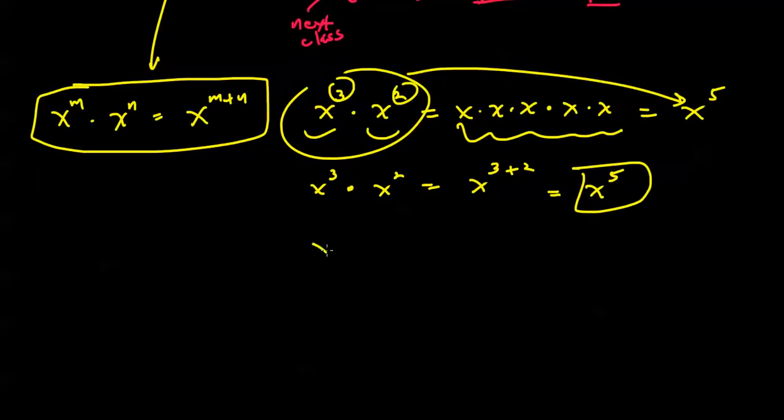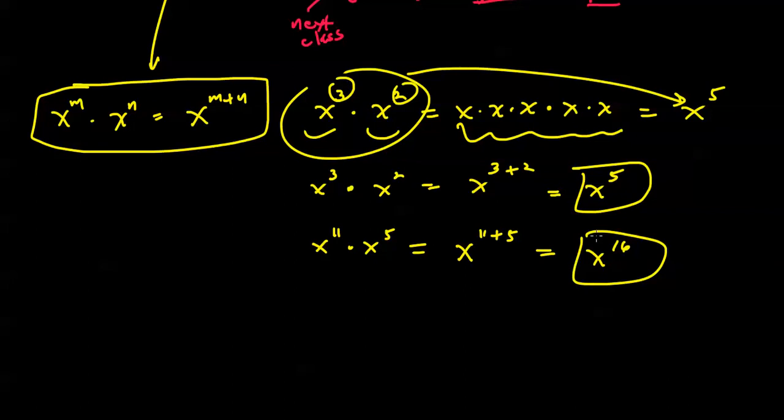Similarly, x to the 11th times x to the 5th. Well, I'm not going to draw out 11 x's here and multiply them by 5 factors of x. I'm going to just claim that this is x to the 11 plus 5th power, and that's x to the 16th power. Let's do something a little complicated.